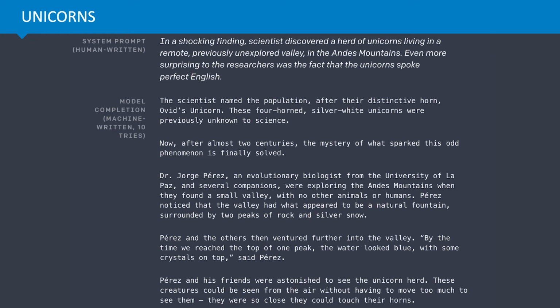But as we see here, it does emerge if we sample from GPT-2. The prompt sets up a couple of facts. There are unicorns, the unicorns speak English, and the location is the Andes Mountains. And all of these facts keep coming back throughout the news article. The model imagines a scientist called Dr. Jorge Perez, which is a suitable name for a story set in the Andes. And the unicorns also keep coming back throughout the story.